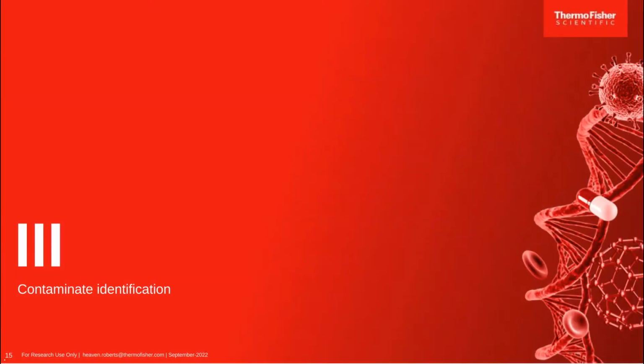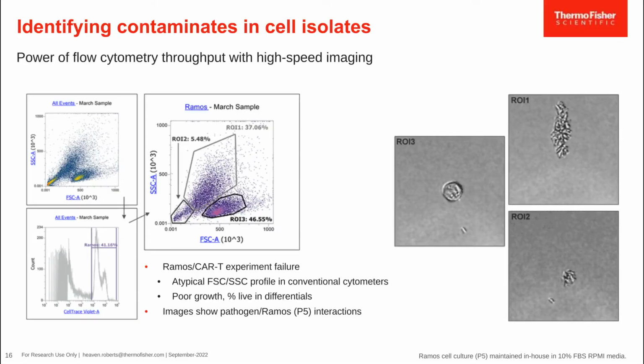Now we're going to move on to a sad story of contaminant identification. I think that many of us have experienced this, probably even more than realize, but contaminants do happen even in really well-controlled cell culture rooms. This was actually the same assay on a different day, a CAR T cell Ramos killing assay. A researcher noticed on a different instrument that they had an altered forward and side scatter profile than what they were expecting.